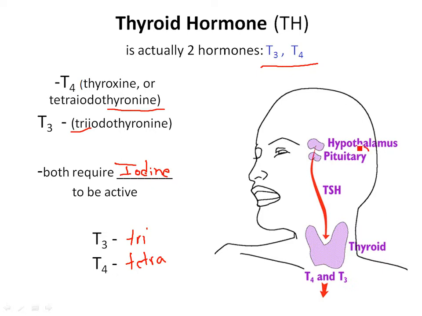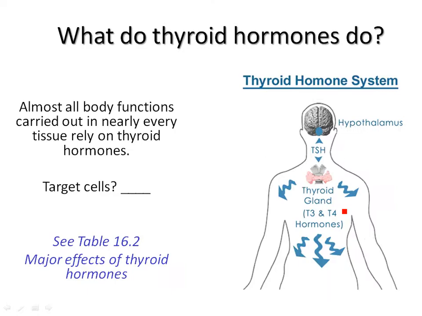Now, if you go back to your pituitary gland, when you learned those hormones, you've already heard about TSH, thyroid stimulating hormone. So, anterior pituitary produces this particular hormone, which travels to the thyroid gland and signals the thyroid to release the thyroid hormones. All right? So you should already know a little bit about that.